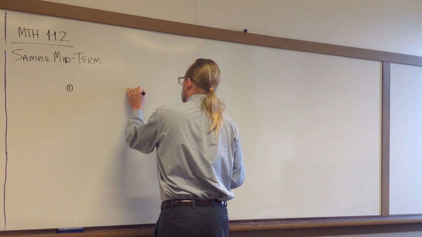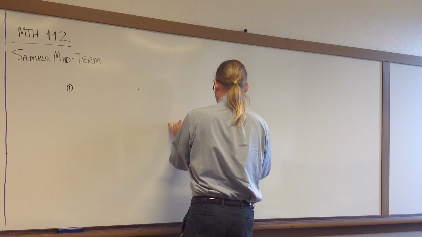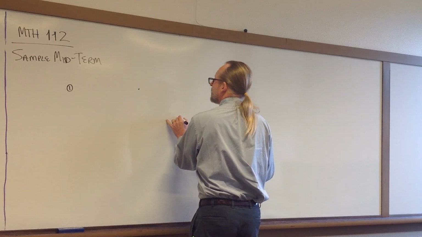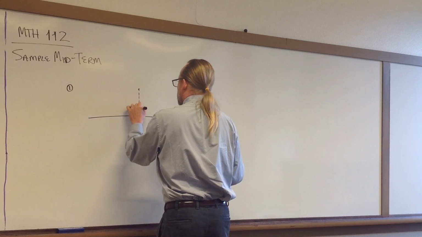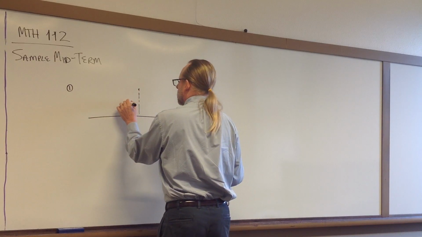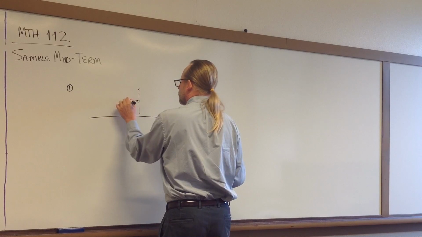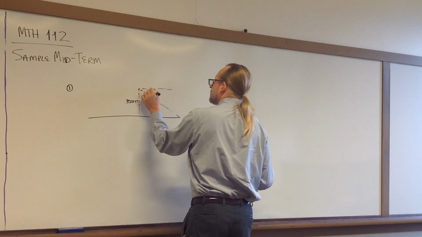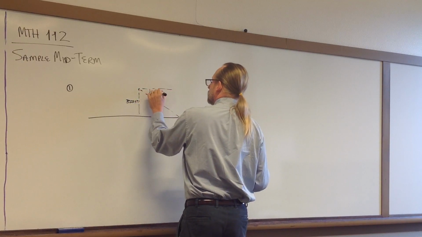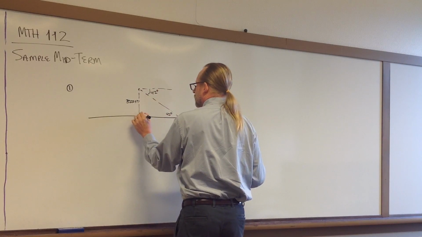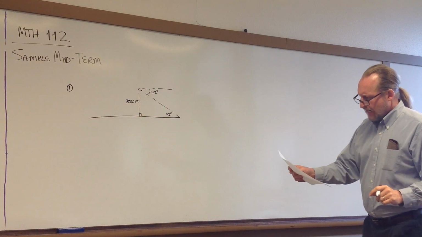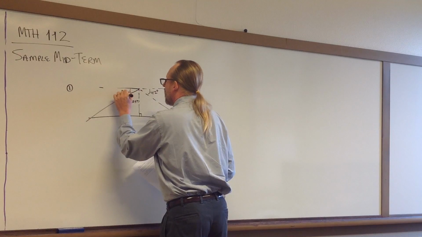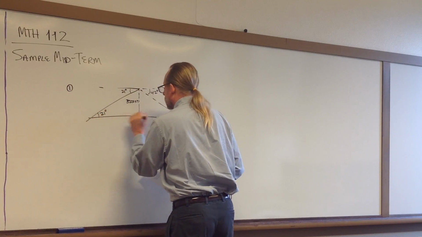We've got a helicopter hovering over the ocean. There's 2 ships here. This height is 3,200 feet. This angle of depression here is 42 degrees, which means this angle is also 42 degrees. And this angle of depression is 21 degrees, which means that this angle in here is also 21 degrees.